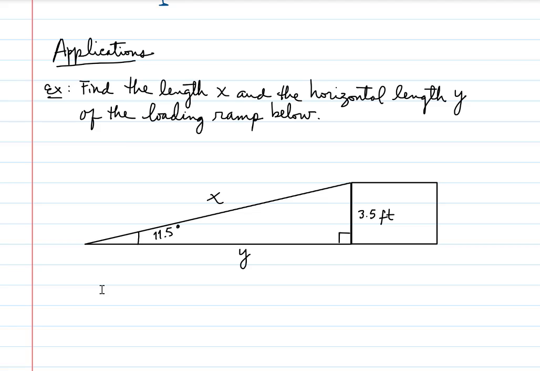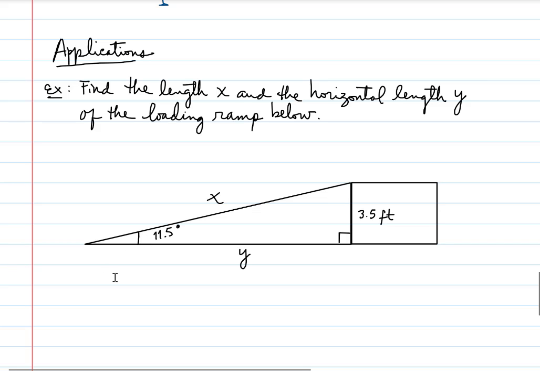So the idea is, think about your trig functions that we just defined. Let's start with x here and find just the length x first. Forget about y, because we don't know what y is right now. We're going to find y in a minute, but just think about x. Then look at everything that you do have: the 3.5 feet and the 11.5 degrees. So look at the angle and think, what trig function puts this opposite side, 3.5, and x together? Which one puts it together?